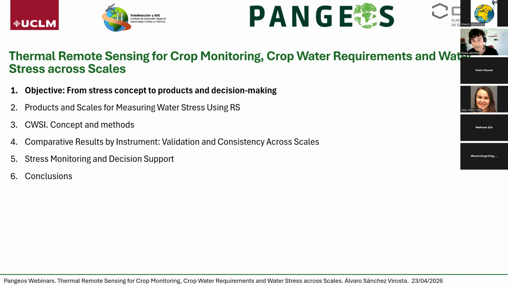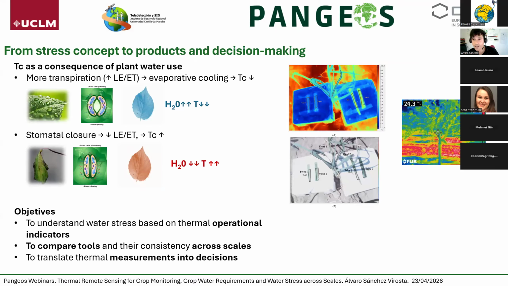So starting with these objectives, probably many of you already know that when plants have enough water, they open the stomata, and when the water goes through the stomata, that triggers evaporative cooling, which is translated into a lower canopy temperature. In the contrary case, when the plant has a problem or has not enough water, stomatal closure occurs, and then transpiration decreases, increasing the canopy temperature.